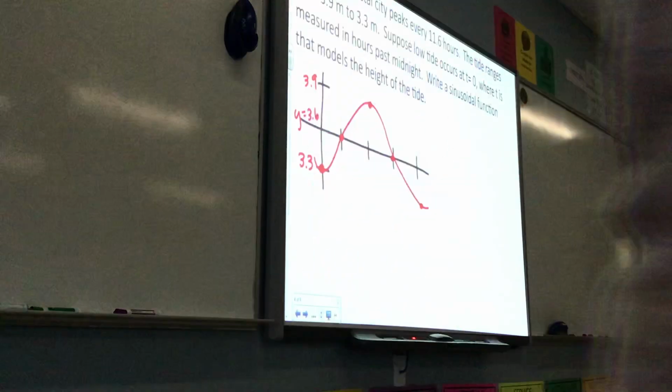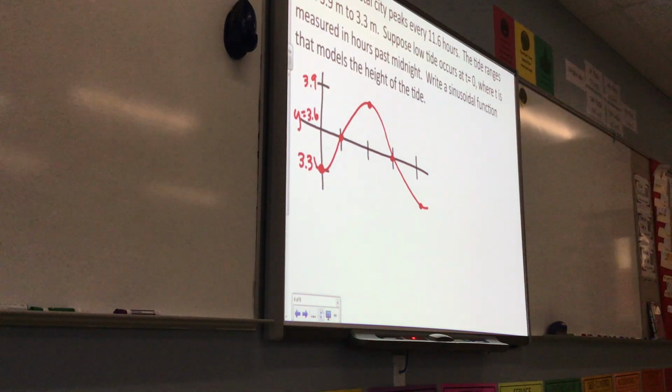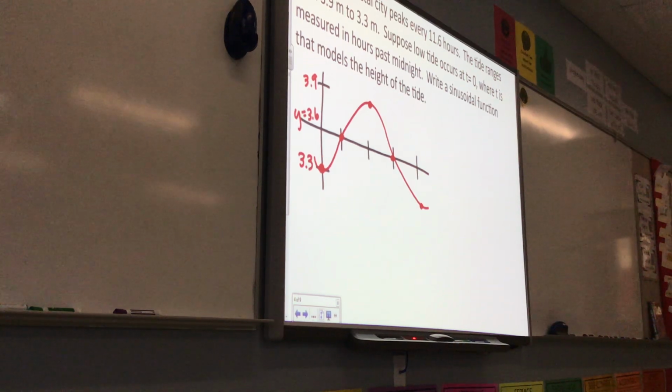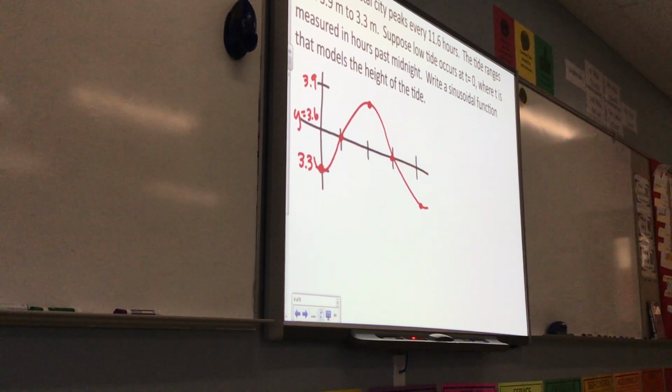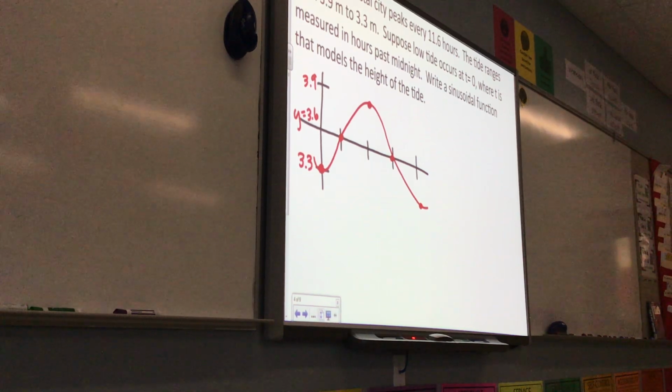How do I figure out how often this repeats? Well, the peak is 11.6, so that's here. It will peak every 11.6. So it takes 11.6 hours to go through a full cycle for this function. What does that mean? Where does the 11.6 go?